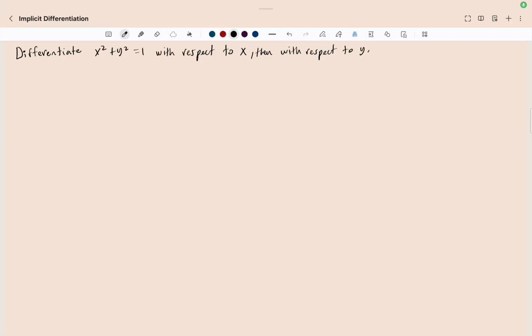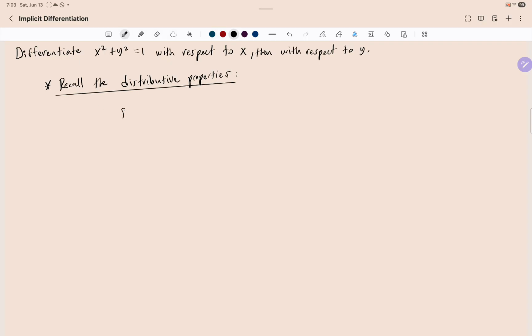Going to practice our implicit differentiation. Okay, and the way we go about this is the following. We need to recall the distributive property of derivatives, and what that says is the following.